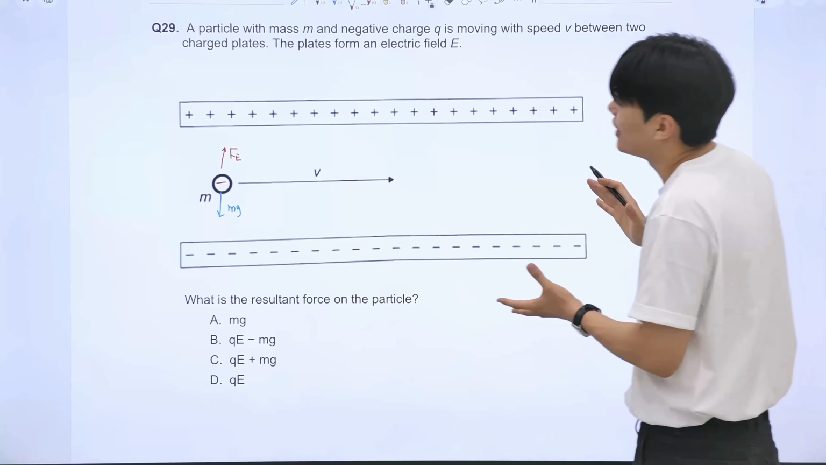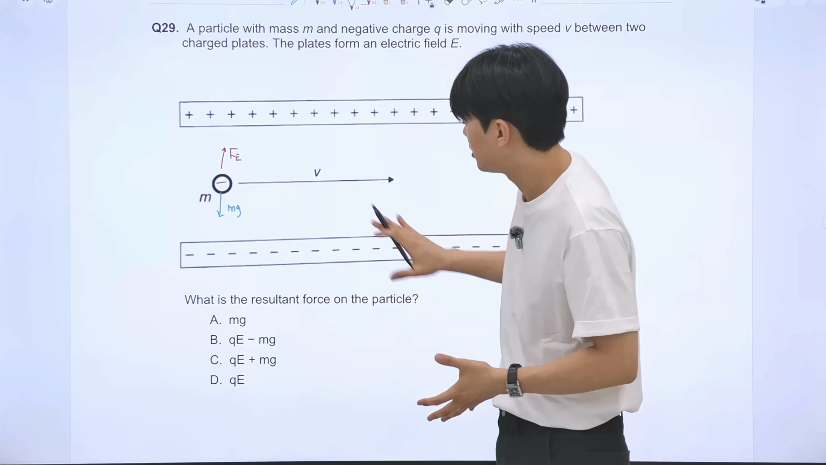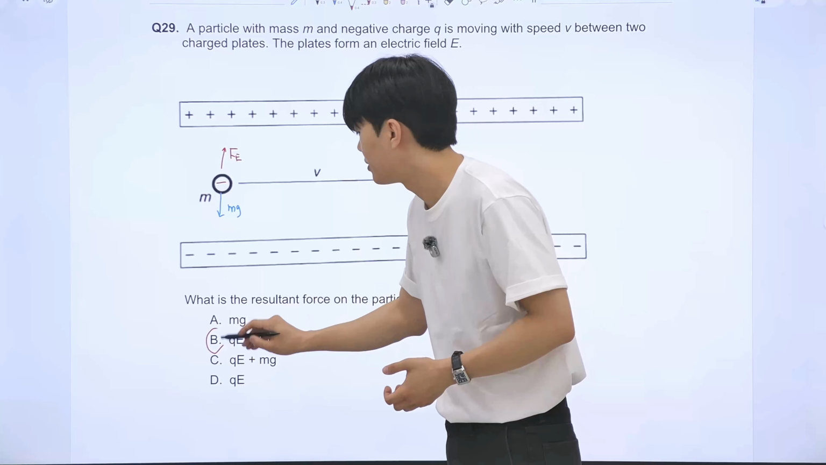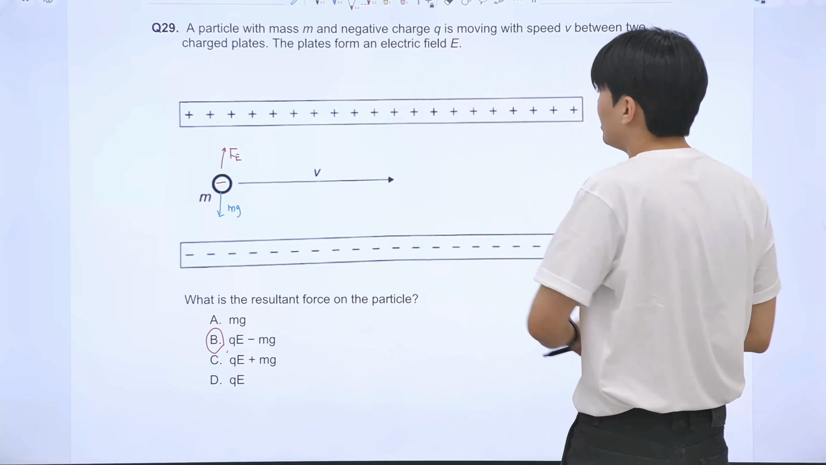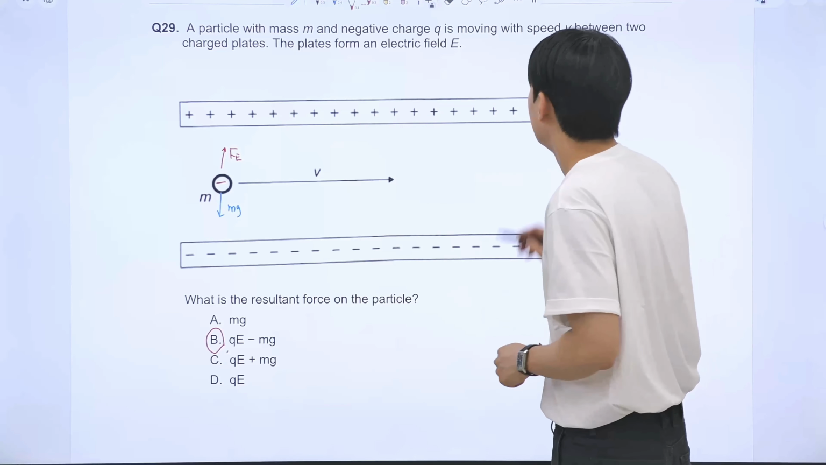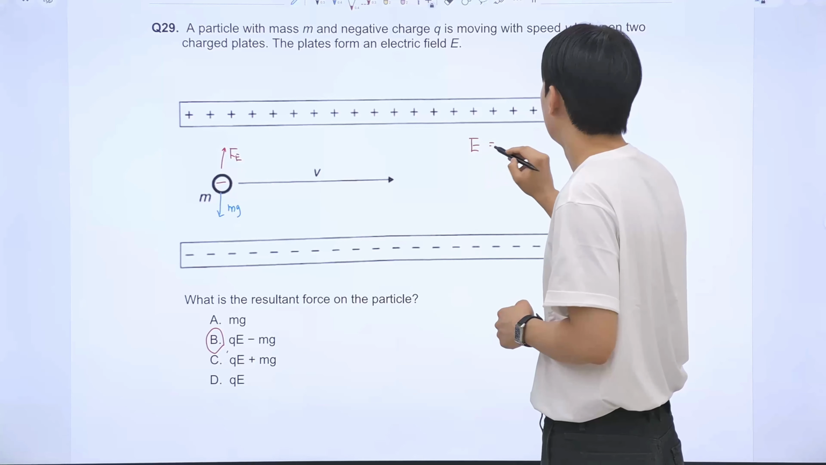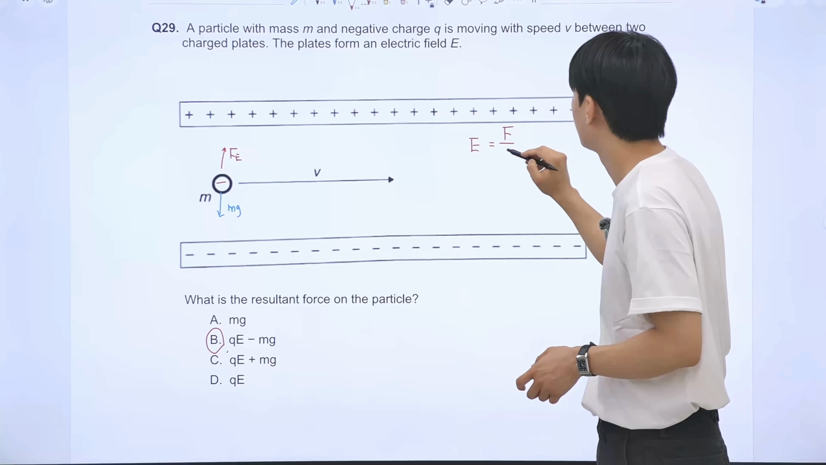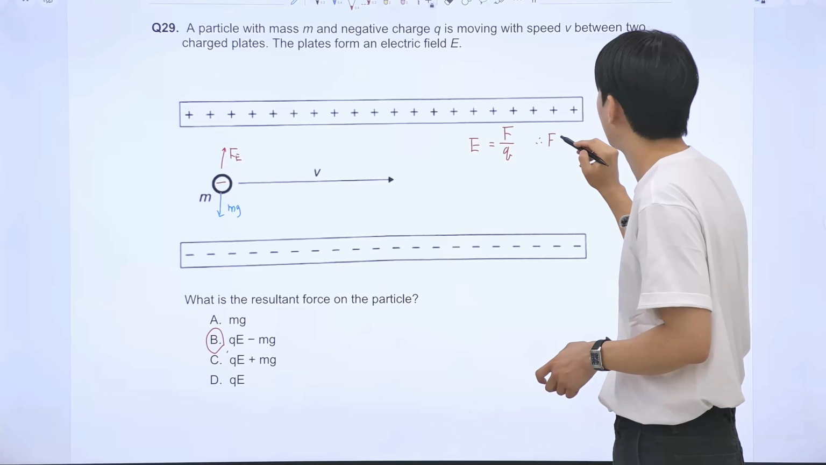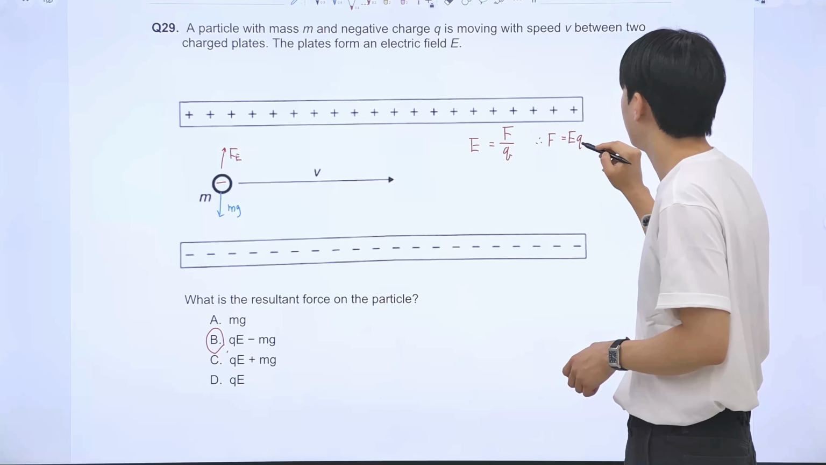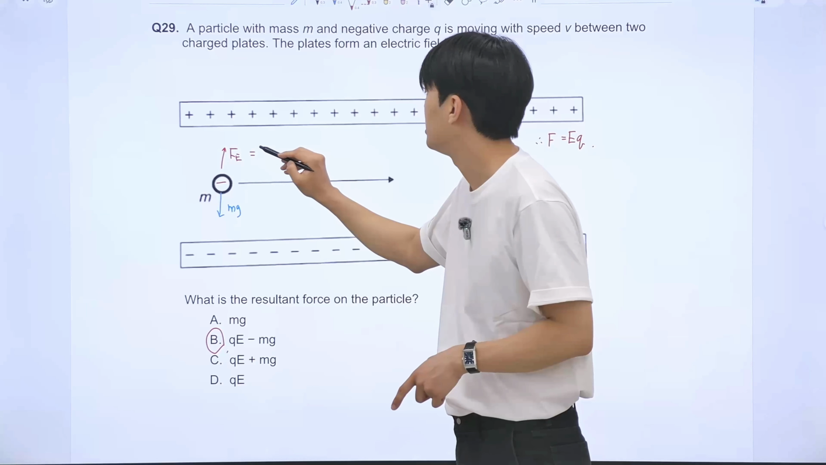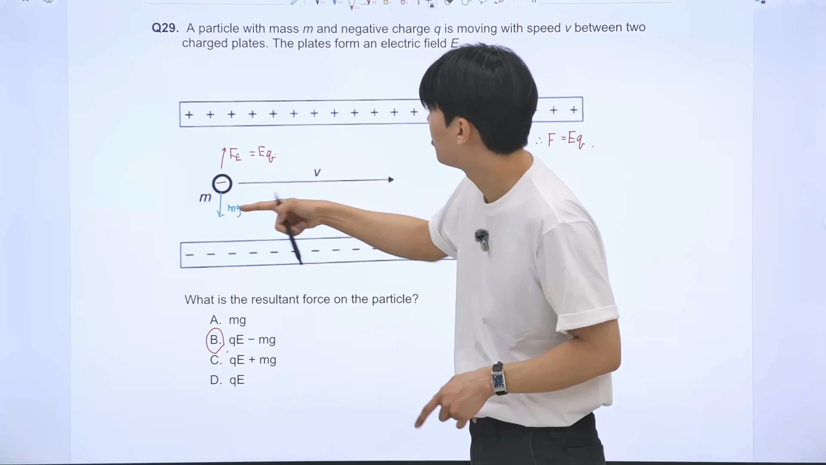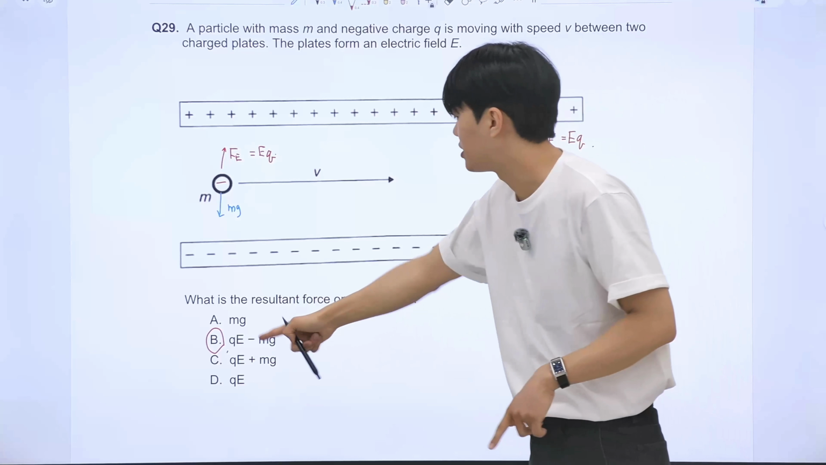From that, we can say the resultant force is B, right? However, let's think about how we get the electric force. The field strength E is the force divided by the charge Q. So our electric force F equals E times Q. That is EQ. So it's EQ minus mg, so EQ minus mg must be B.